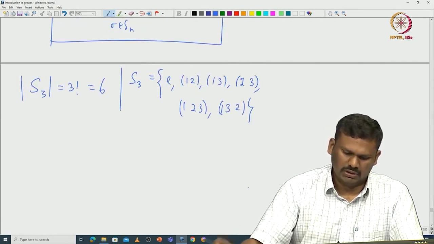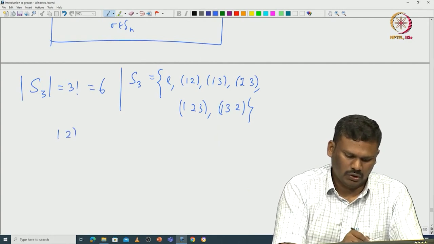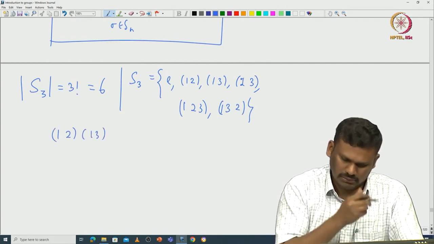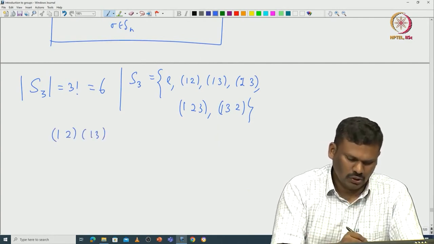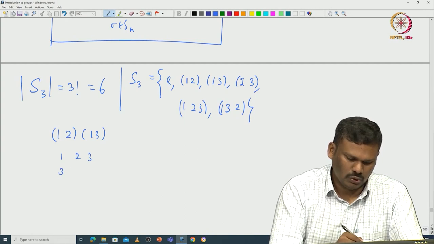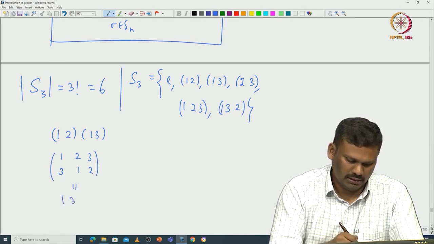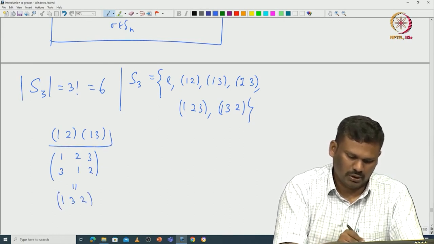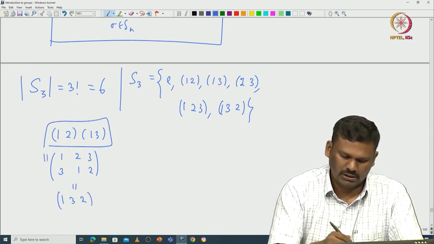So let's check. If you take the product (1 2)(1 3), that is going to be: 1 goes to 3, 3 goes to 3, 2 goes to 2, 2 goes to 1, so 3 goes to 1, 1 goes to 2. So this is exactly (1 3 2). Okay, so this is the product, which is equal to this.